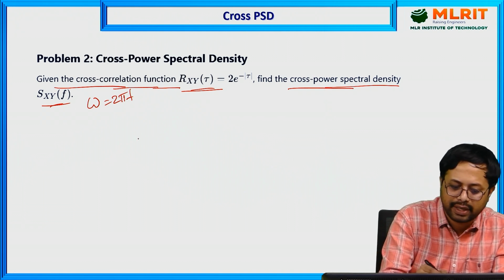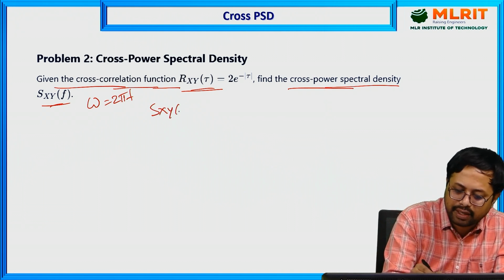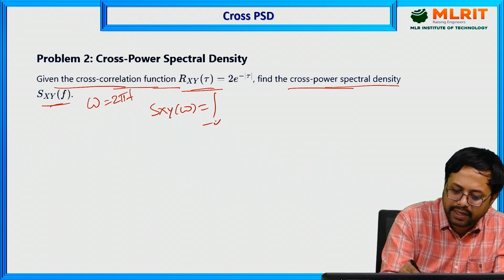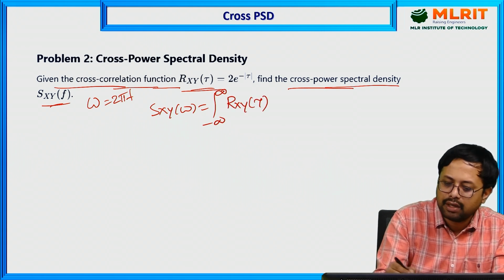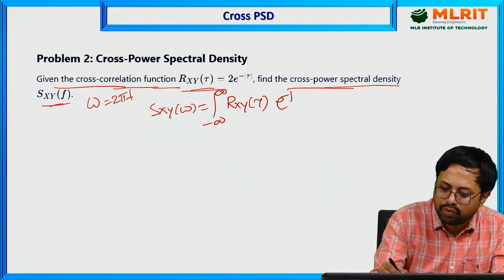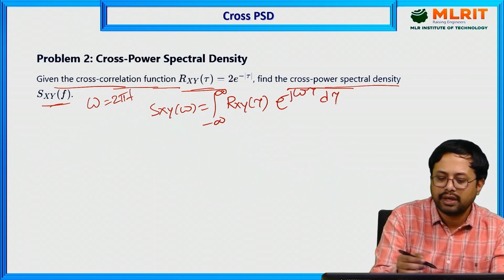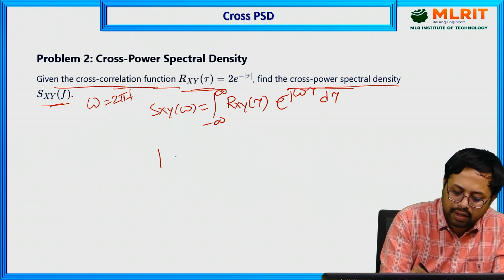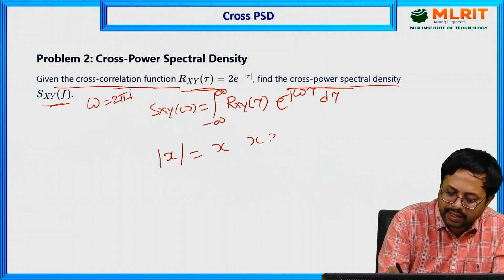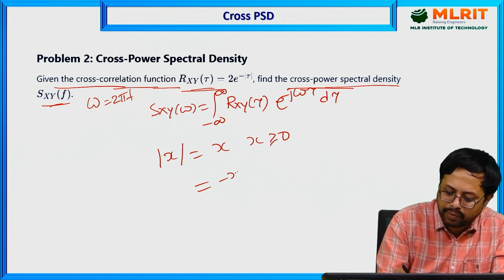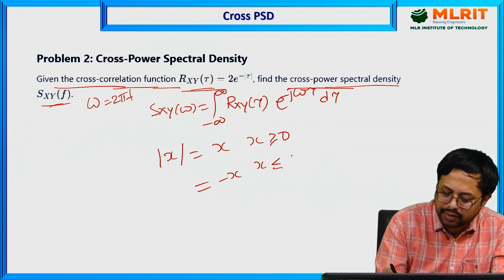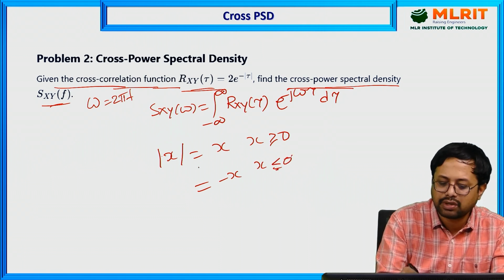Then you have to use the formula S_xy of omega is equal to the integral from minus infinity to infinity of R_xy of tau, e power minus j omega tau d tau. Before solving the problem, here you have a modulus. The modulus of x is equal to x for x greater than or equal to 0, and equal to minus x for x less than 0. First you have to solve this one.